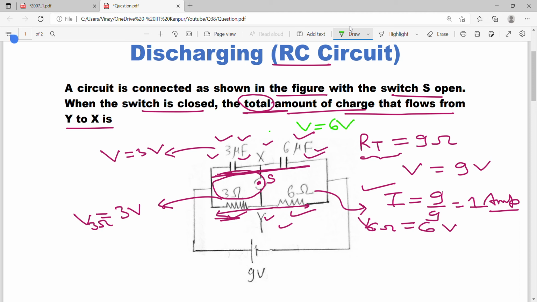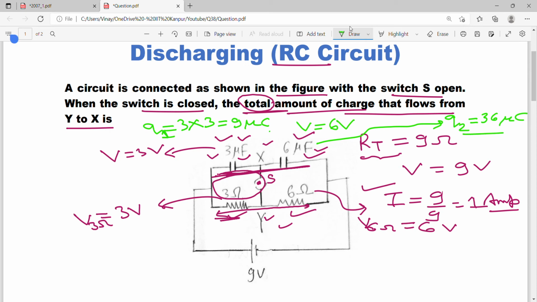Now you can calculate the charge, q equal to cv, very easy. So what will q be here? q equal to cv, where c is the capacitance, 3 microfarad, into voltage 3 volt. That is 9 microcoulomb. This is q1. And what would be q2? q2 would be cv again, 6 into 6, 36 microcoulomb. You know Q2, you know Q1.